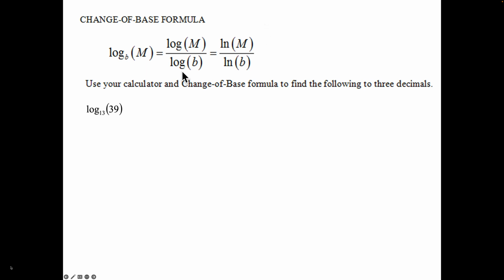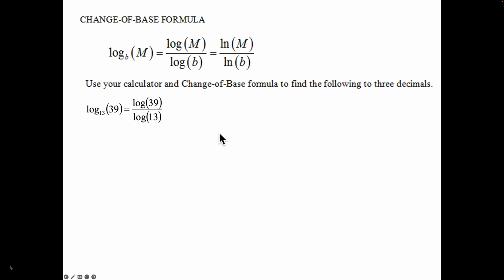Well, using this base change formula, it says if you're given any log, you can take the common log of the original argument and divide it by the common log of the old base. It also works if you use the natural log command. So here's log base 13 of 39. I can write it as the common log of 39 over the common log of 13. I could also write it as the natural log of 39 over the natural log of 13.